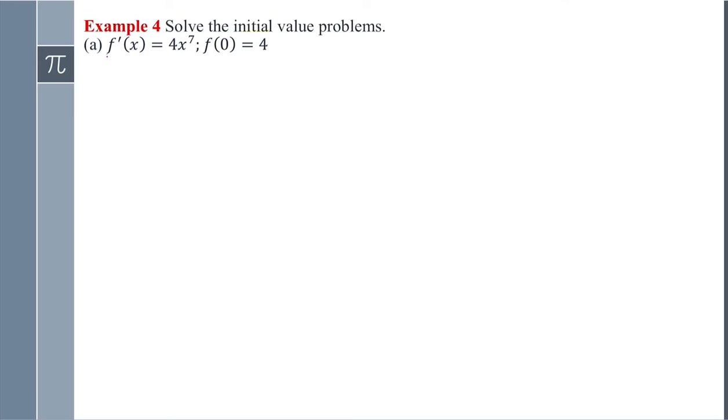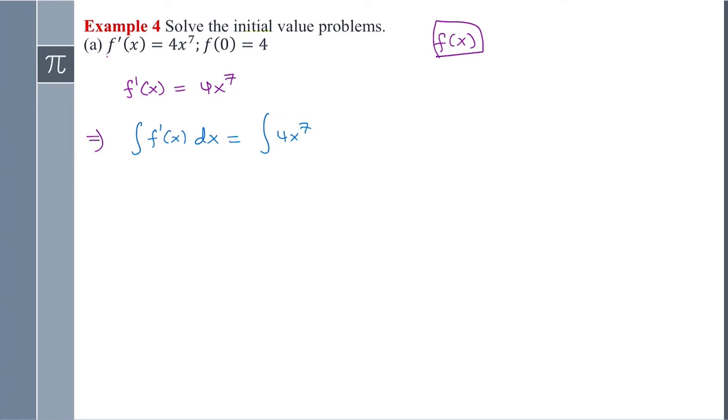We have f prime of x equals 4x to the 7th. Our goal is to find the function f of x. That's what solving an initial value problem is. In order to get f of x, I have to get rid of that derivative, which means I have to find the integral, undoing what is already done. That's what is going to give us the function. So if I take the integral on both sides, the integral of f prime of x dx, I have to do the same thing on the other side. I'm just taking the integral on both sides.